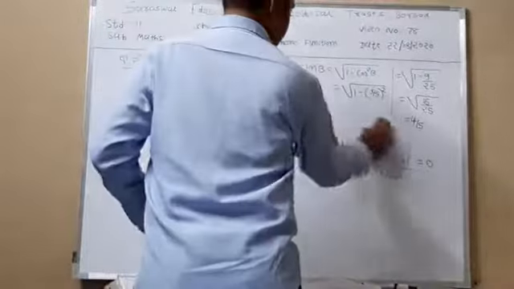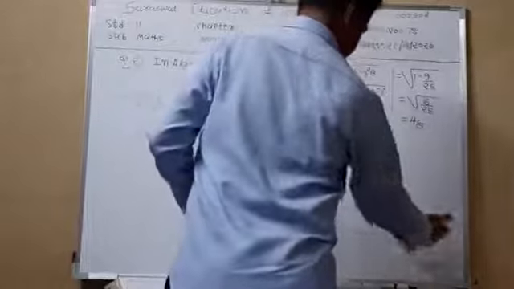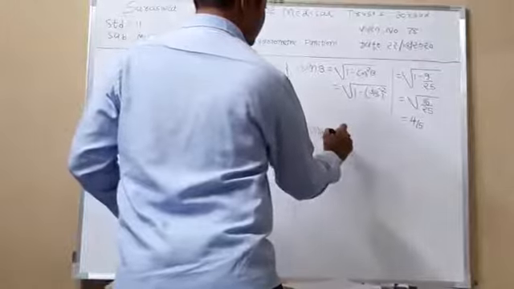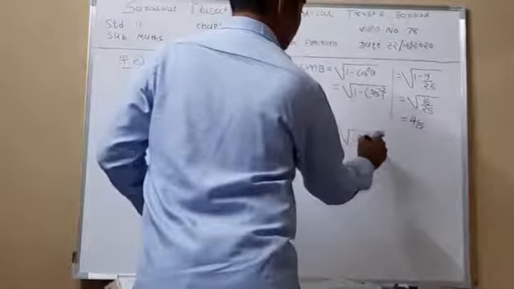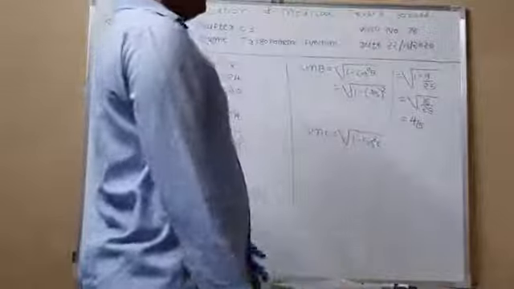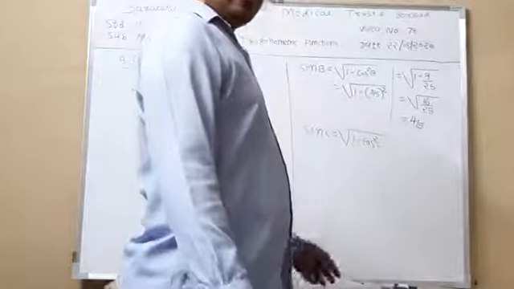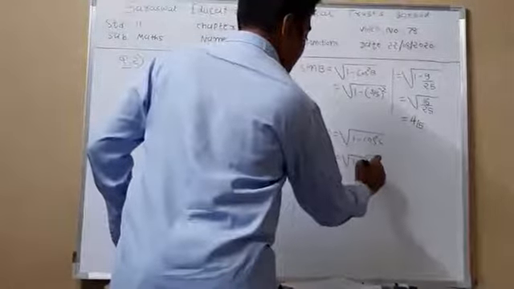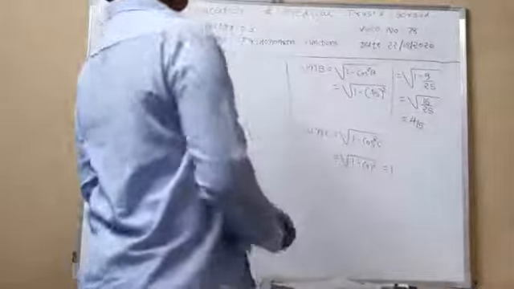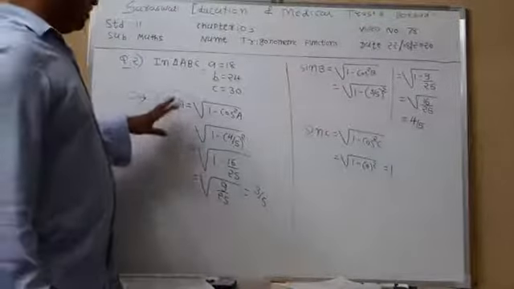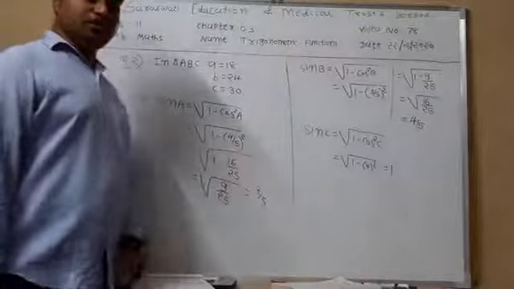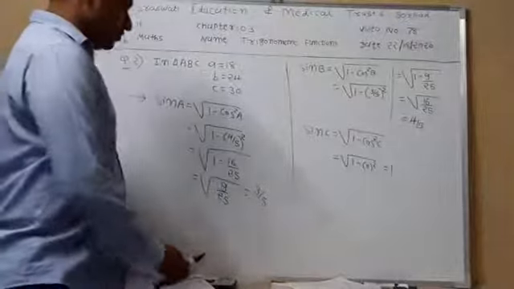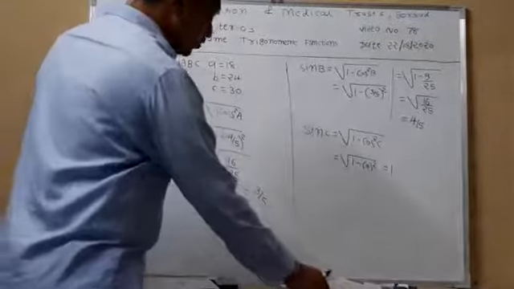Now for sin C, here we get the value of cos C, that means 0. So sin C is equal to under root 1 minus cos square C, and cos C is 0. So it is equal to under root 1 minus 0 square, that means 1. So here we get the value of sin A is equal to 3 upon 5, sin B is equal to 4 upon 5 and sin C is equal to 1.